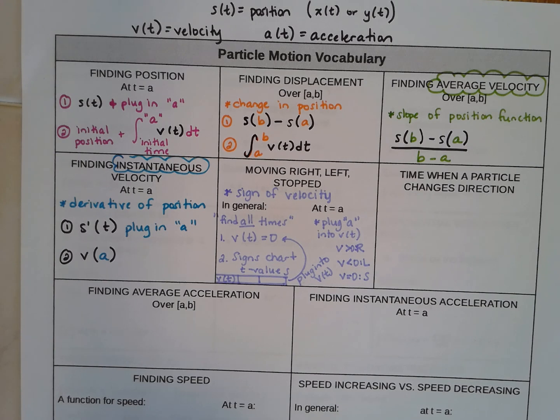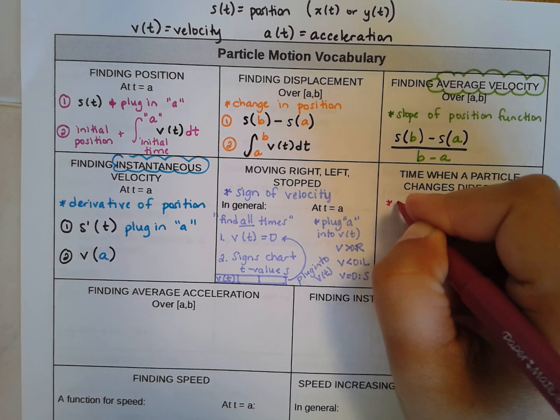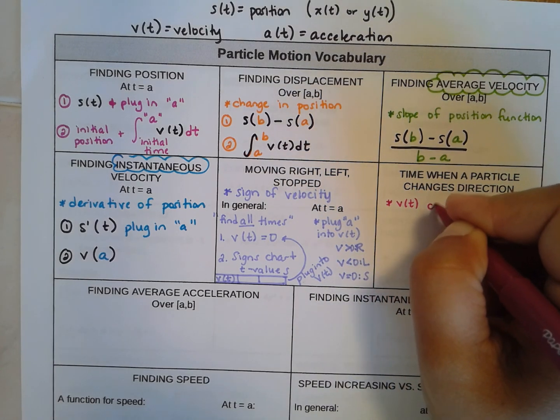Now, as far as times when a particle changes direction, this is very closely related to what we just talked about. Stopped is very closely related to changing direction. However, just because a particle stops does not mean it's guaranteed to change direction. I like to think about this as driving a car. Just because I stop at a stop sign doesn't mean I turn. I could keep going the same way. So what we want to do is see if v of t changes signs.